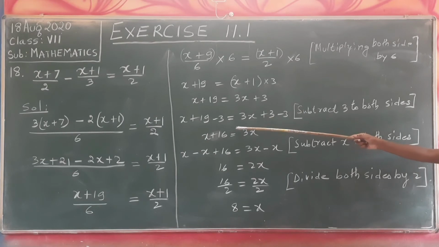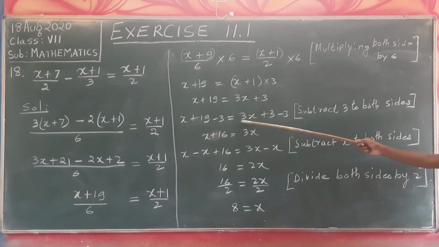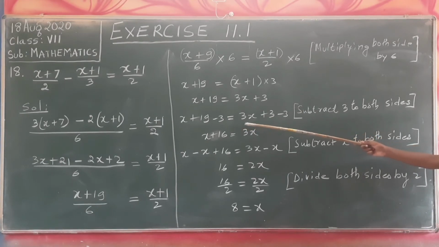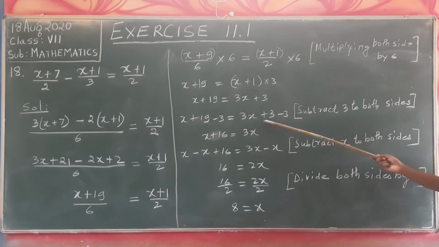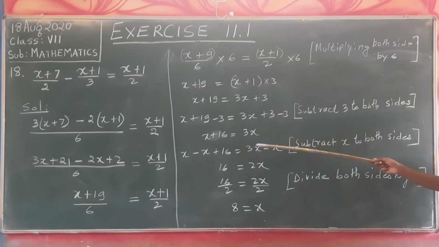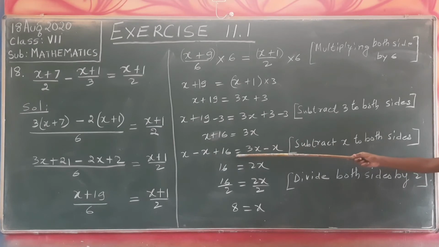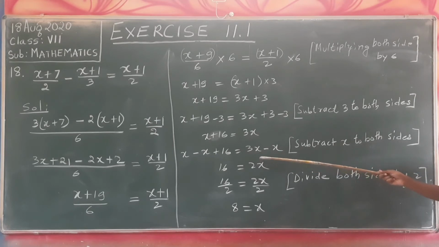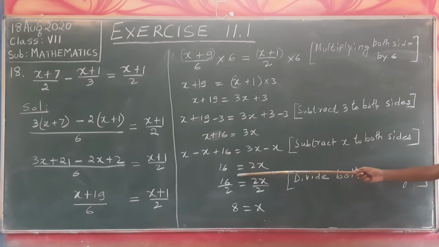Now in the next step we will remove 19 by 3 on the right hand side by subtracting 3 on both sides. So in the next step we are left with x plus 16 is equal to 3x. Now here we have to remove x. In order to remove x, we have to subtract x on both sides. So x minus x plus 16, 3x minus x. So in the next step we get 16 is equal to 2x alone.